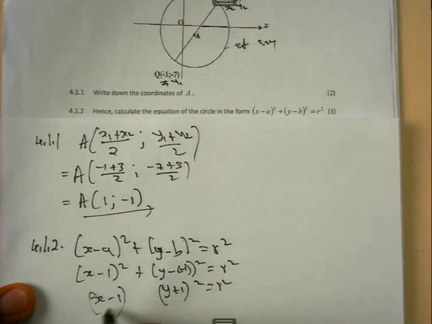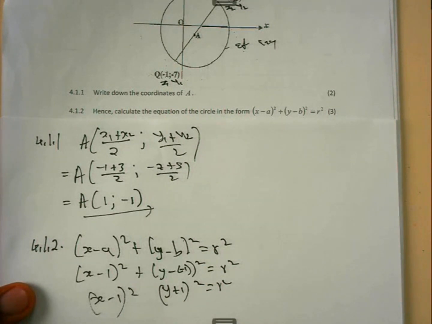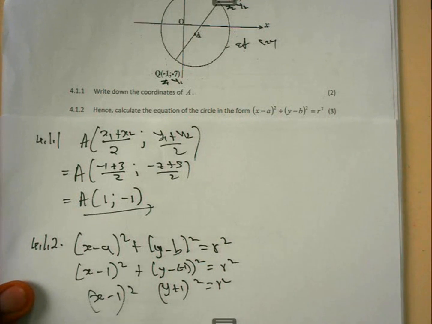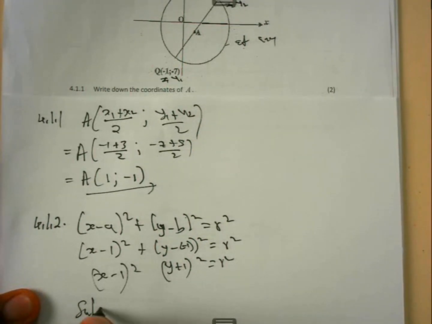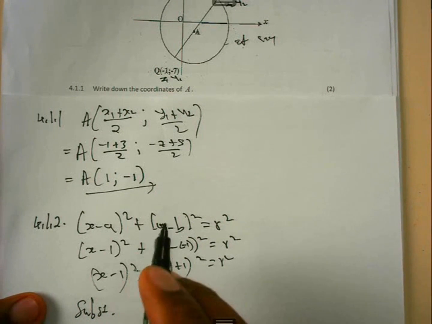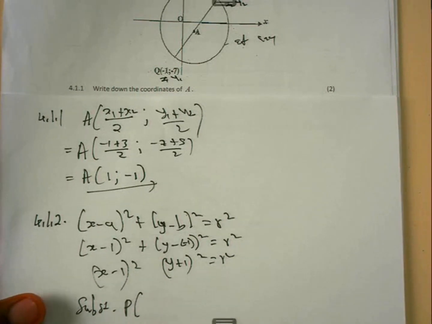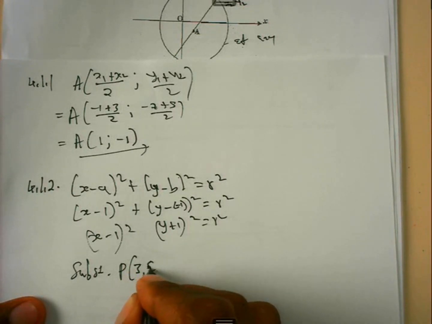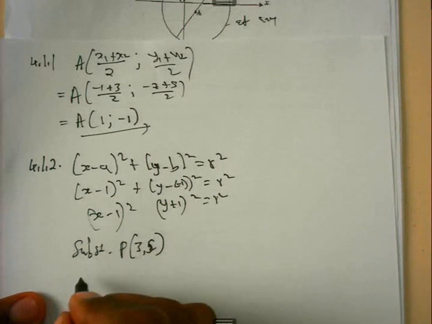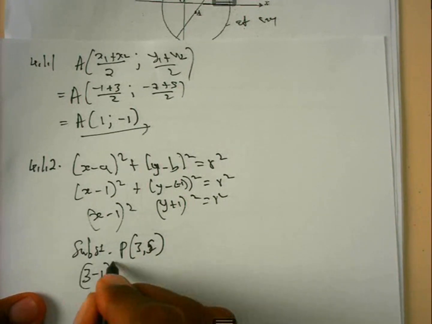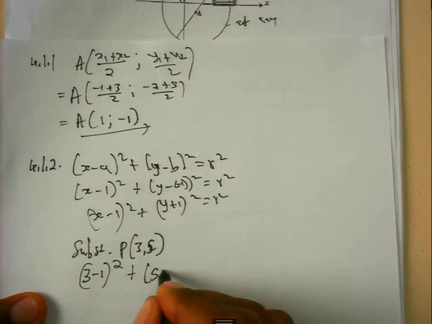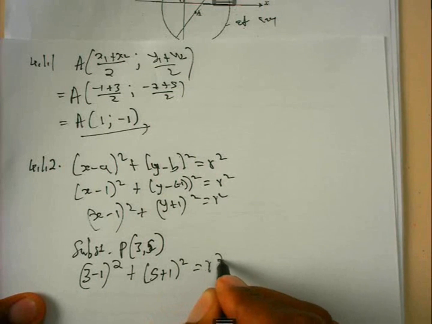Now we need to see, do we have the radius here? No, we don't have the radius, but we have a point on the circle. Then we need to substitute one of the points. Let us take point P. The coordinates of P are 3 as well as 5. Right, x is 3. We're going to have (3 - 1)² + (5 + 1)² = r².